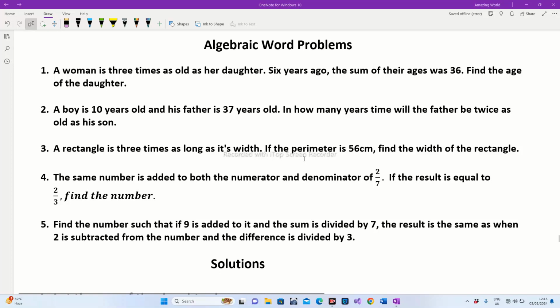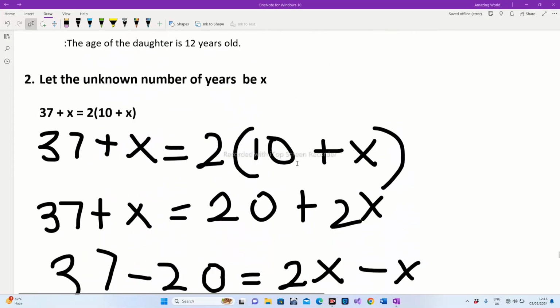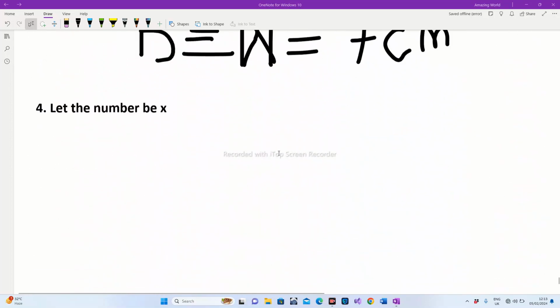The question we have here before us is that the same number is added to both the numerator and denominator of 2 over 7. If the result is equal to 2 over 3, find the number. Very simple. I have told you in the previous class that whatever we don't know in algebra, we say let it be x. So if we don't know the certain number that was added to both the numerator and denominator, we say let it be x.